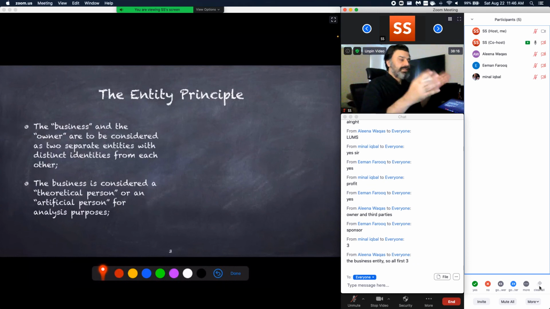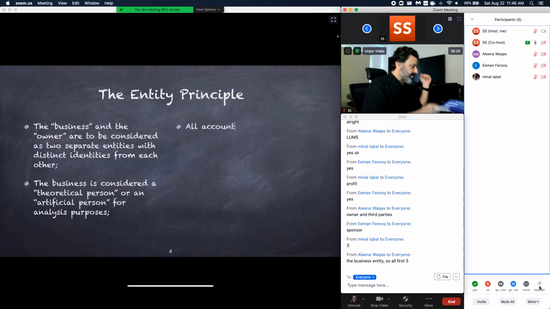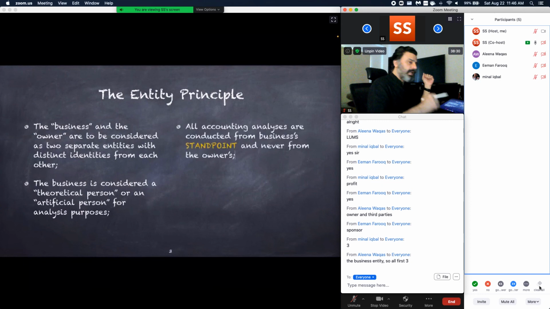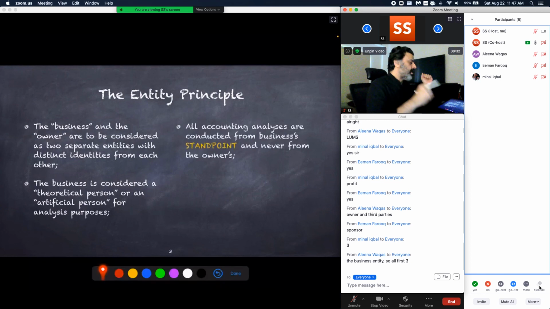So business itself is not a person, but we will treat it for all practical purposes like a living, breathing person, just like the owner. Why do we need to do this? This is the key idea behind it. All accounting analyses are conducted from the business's standpoint and never from the owner's perspective.